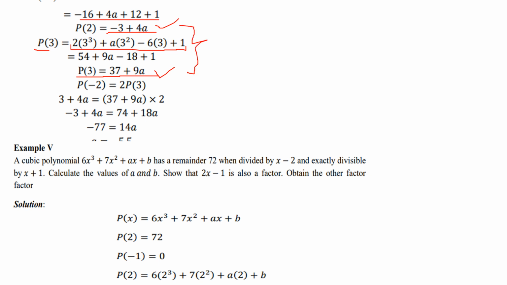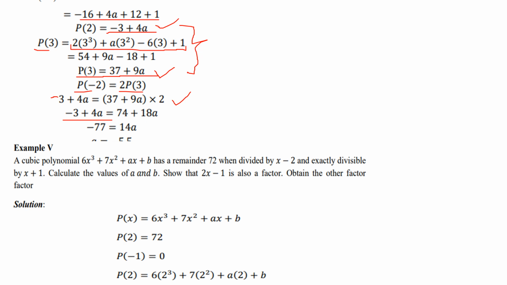Now we go to the English part of the question. They say that the remainder of one is twice the remainder of the other. So this is logic. You have to apply it so that you can find the value of a. And we're saying that negative 3 plus 4a will be equal to 37 plus 9a multiplied by 2. So if you open up the brackets, there's a negative here. Negative 3 plus 4a is equal to 74 plus 18a. Now negative 77 is going to be equal to 14a. Now you divide by 14 and you get negative 5.5.